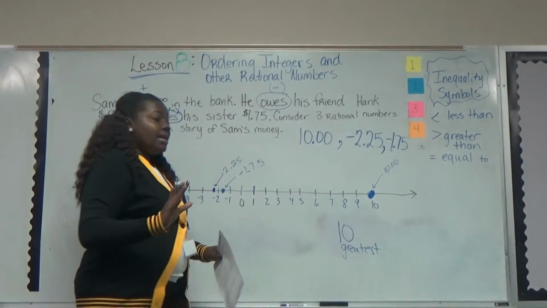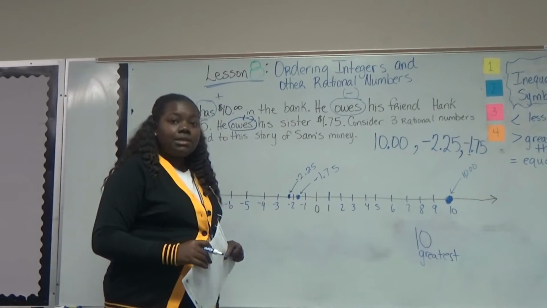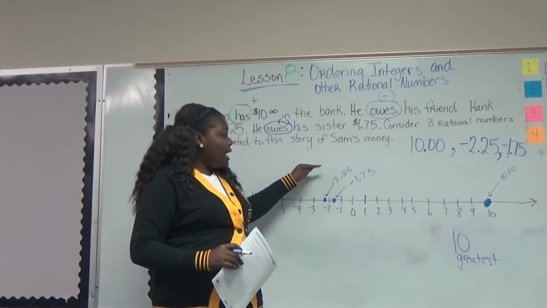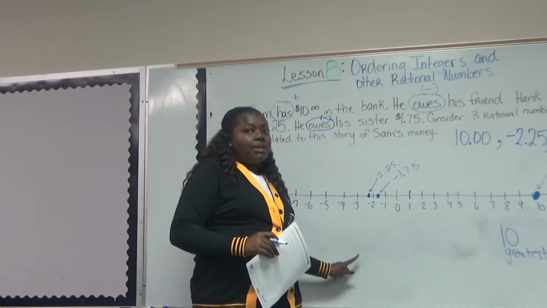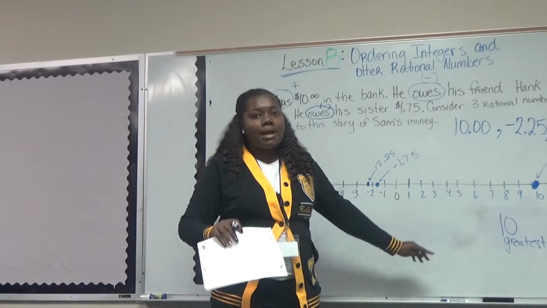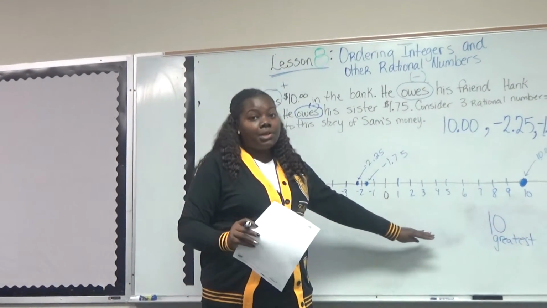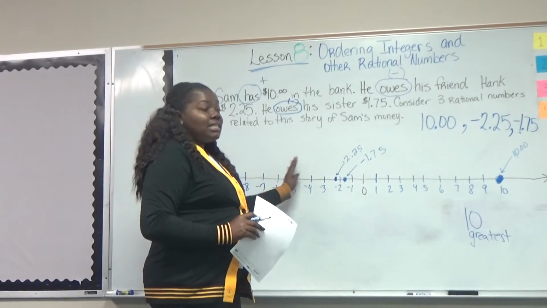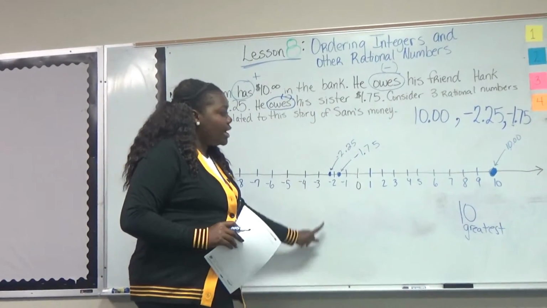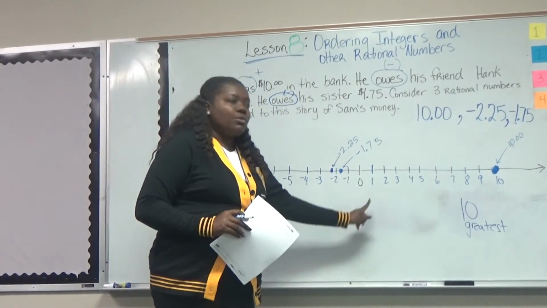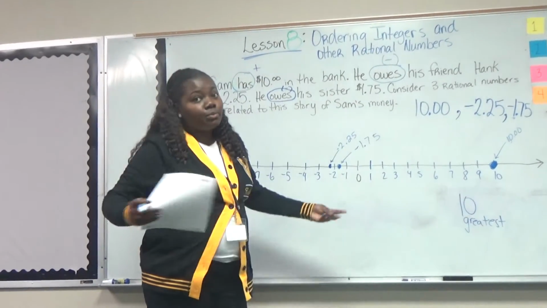Now, if they ask you for least to greatest, you pull the number straight down from the left side to the right, okay? And that will automatically be in order from your least to greatest. That's only when you're using the number line. So if they say least to greatest, you pull the number straight down, and they're already in order from least to greatest. Pretty cool, huh?